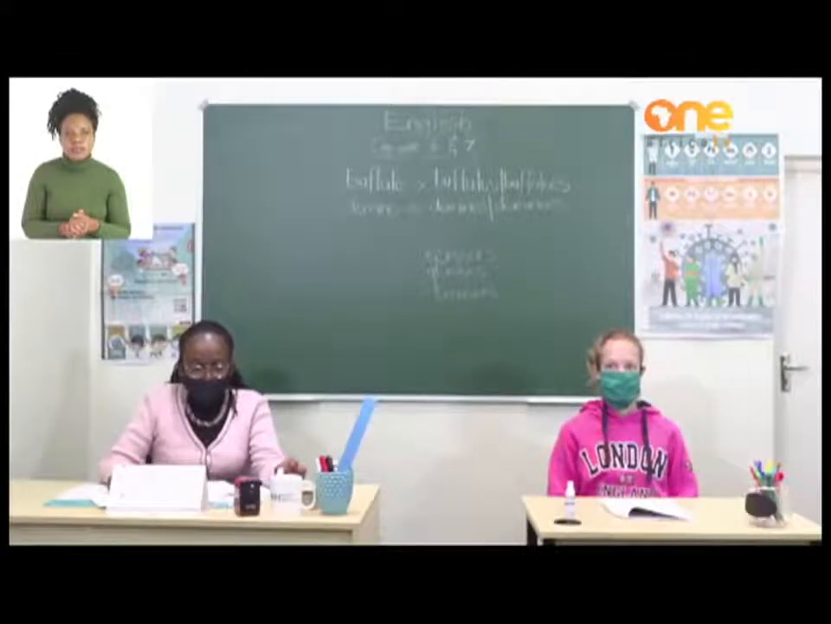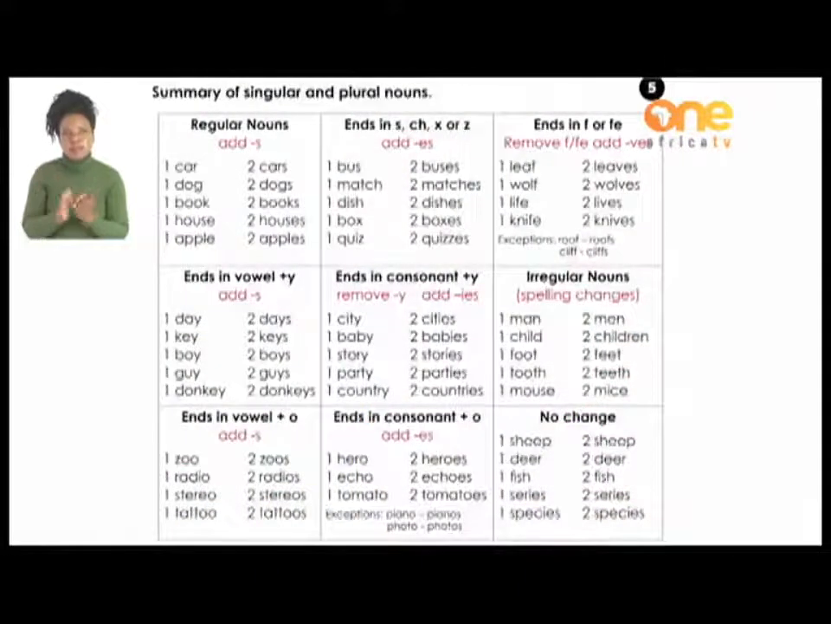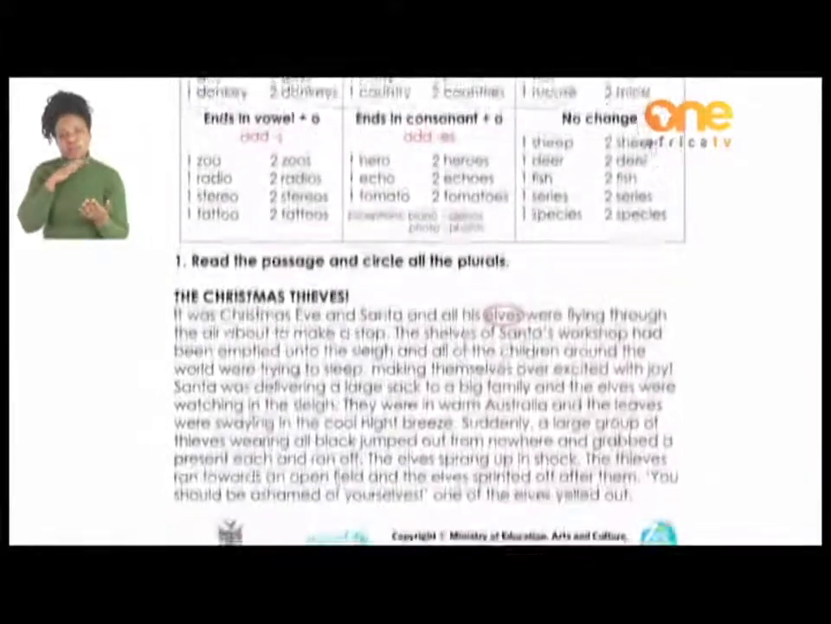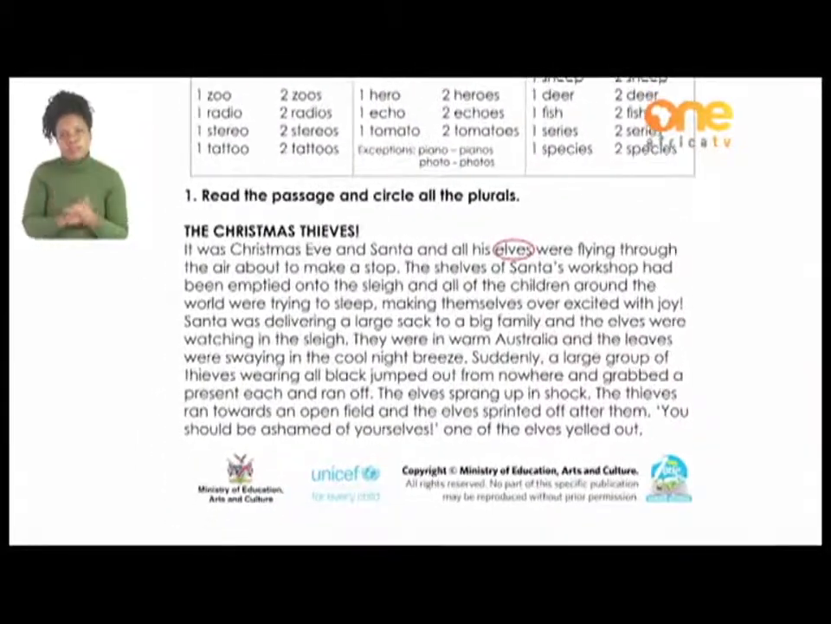We are now going to turn to page 5. On page 5, there's a summary on singular and plural nouns. This is everything we have done from the previous lesson and today's lesson. Please do study it carefully and use it when you do your activities. There's a reading passage on page 5. We are going to read it together. And as we are reading it, please do circle all the plural nouns that end in F, double F, or FE.